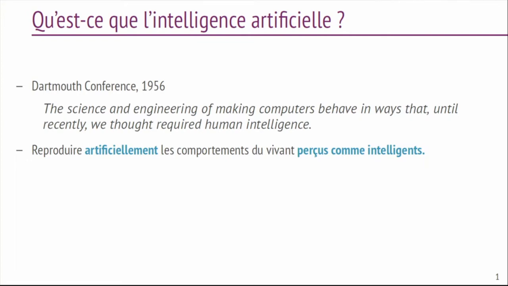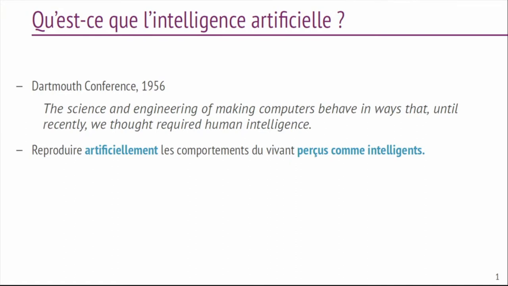So artificial intelligence, something we hear about a lot today, and that's going to be an important part of the studies of some of you here during your masters. So I think the easiest way to define AI for me is to go back to the origin of the word in the Dartmouth conference in 1956, which is the science and engineering of making computers behave in ways that until recently we thought required human intelligence. So the idea is that we want to artificially reproduce behaviors that we would consider as intelligent.